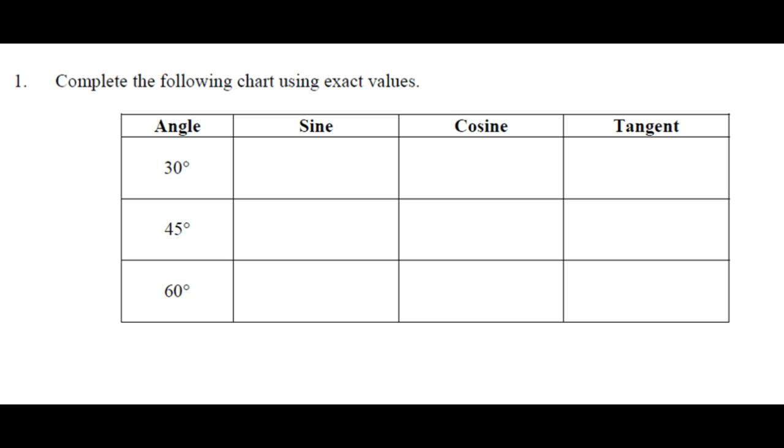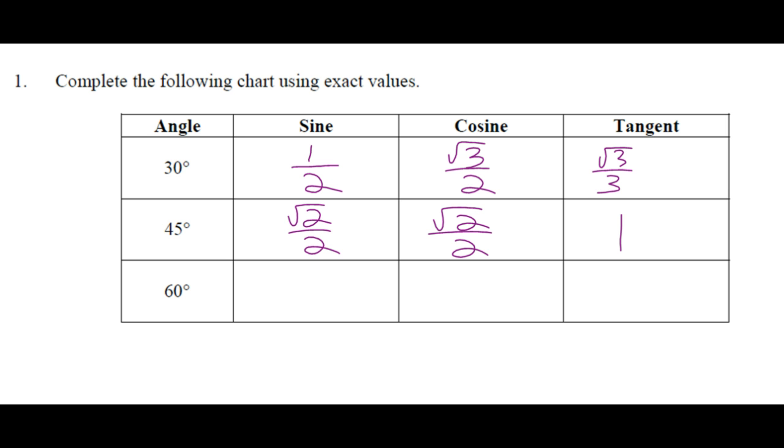Complete the following chart using exact values. Okay, so the sine of 30 is half, right? It's on the same page, isn't it? You can just sort of look down and fill it in. I'm going to do this from memory. 45. And 60. Well, that's just a kind of reversal change up.